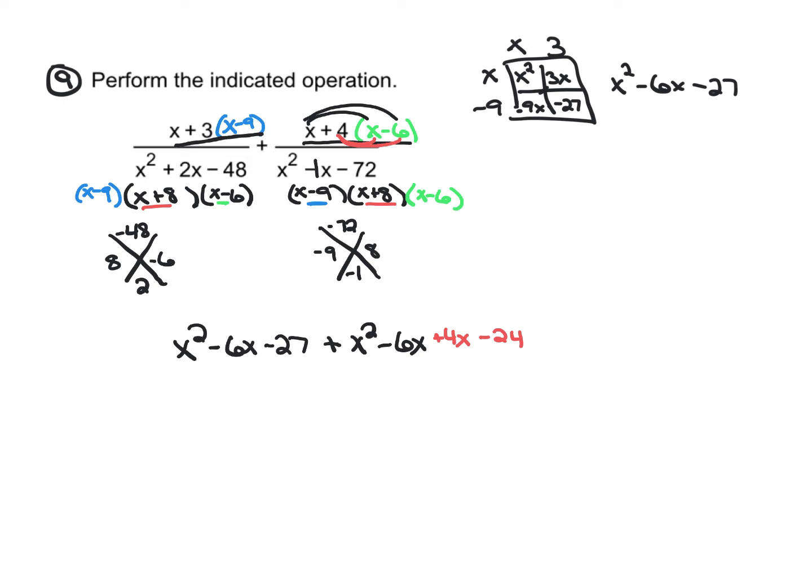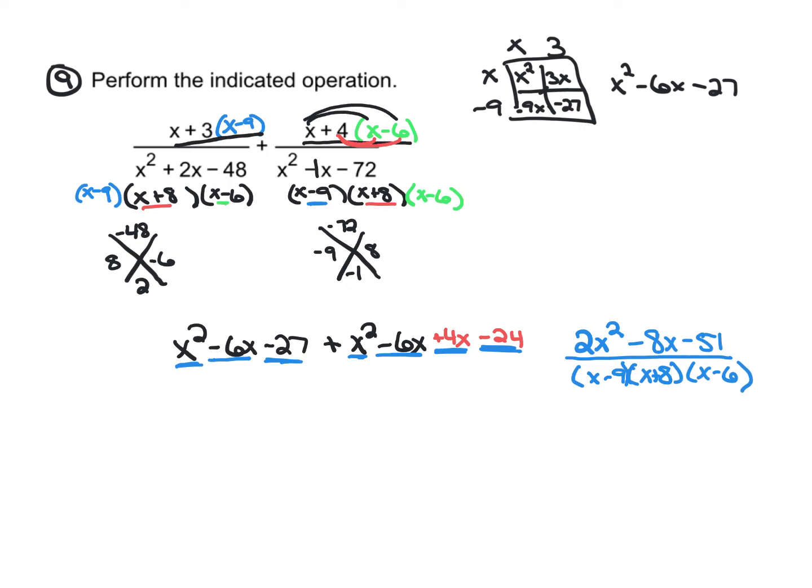Okay, I have an x squared and an x squared. That makes 2x squared. I have minus 6x minus 6x, so negative 12x plus 4x. Negative 12 plus 4 is negative 8x. Negative 27 minus 24 is negative 51 over x minus 9, x plus 8, x minus 6.